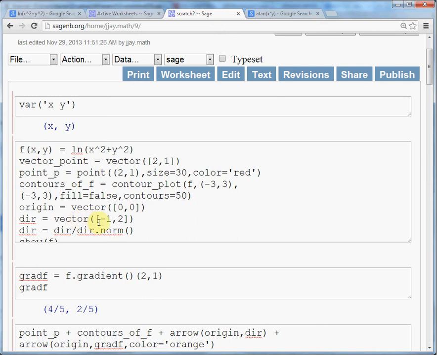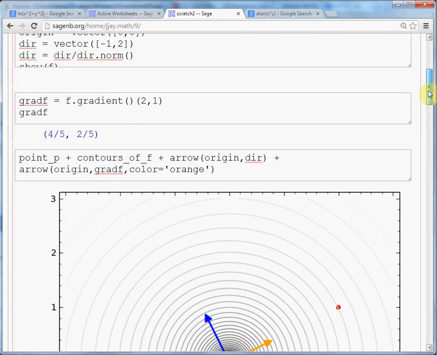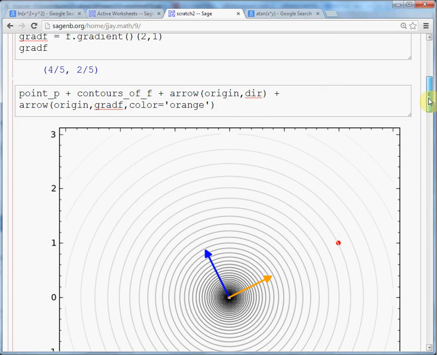Remember, the given direction is (-1, 2), and we need to normalize that so that it becomes a unit vector. So now dir is the unit version of the given direction. So we need the gradient of f, and I evaluate the gradient at the given point, and notice that that's exactly what we got when we computed it by hand. And now let's put all these things together in a picture.